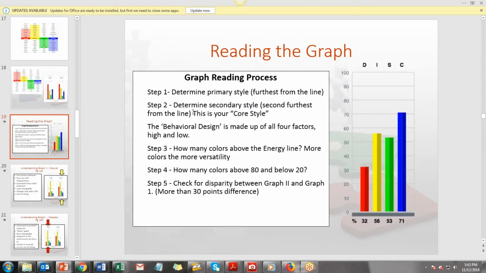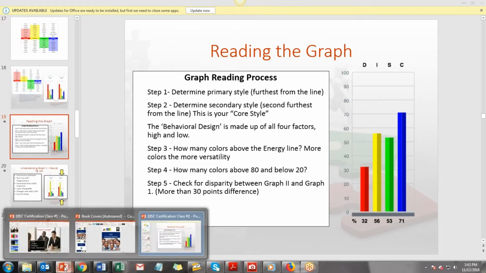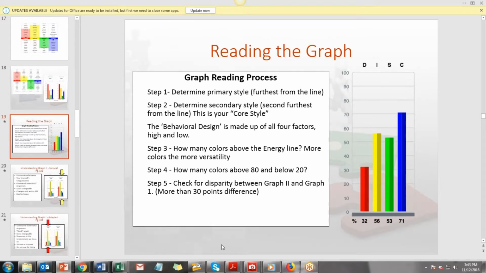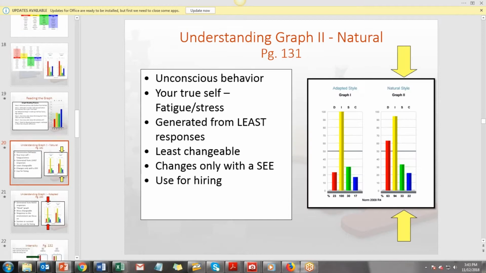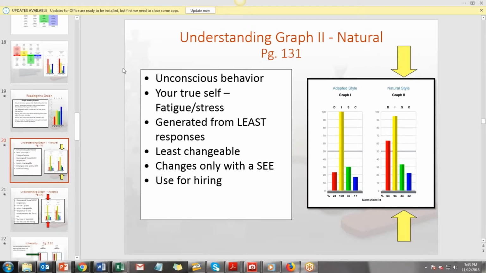Yeah, the adaptive, because a lot of people get that backwards. Graph 2 is home. Graph 1 is what's going on at work. Okay. So let me cover some points that are from the textbook and that I didn't mention.